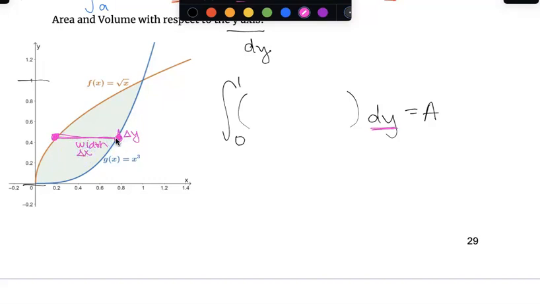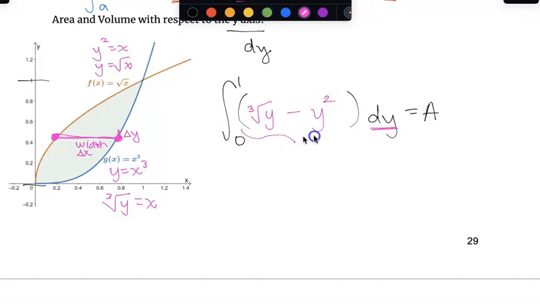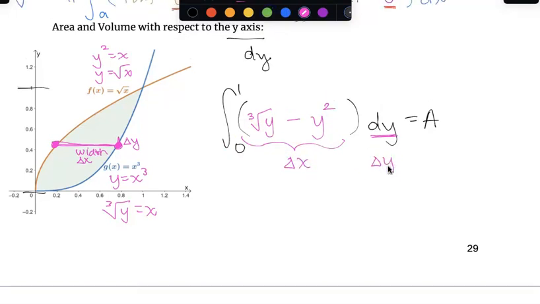On the right, I have this curve, y is equal to x cubed. But I need to talk about this as a function of y. So that's going to be the cube root of y is equal to x. So cube root of y minus my f of x, which is y equals the square root of x, which would be the equation y squared equals x. So minus y squared.